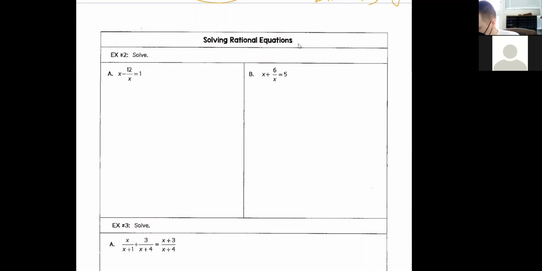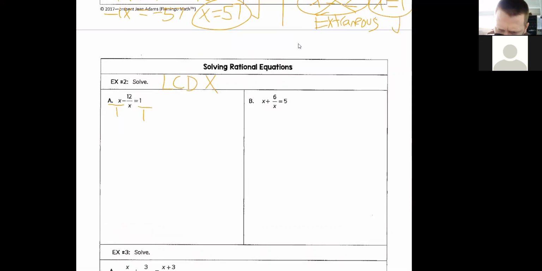So, some more examples. If you had something like x minus 12 over x equals 1, and we want to solve for our variable, we basically want to get a least common denominator and multiply every fraction by it, to get rid of our potential fractions. All of these fractions are over 1 except the x. So our least common denominator is just going to be x.